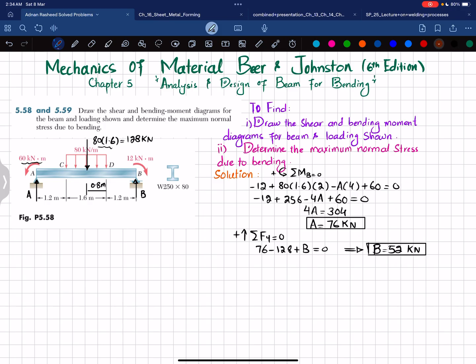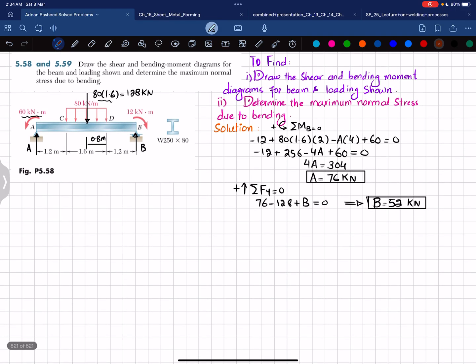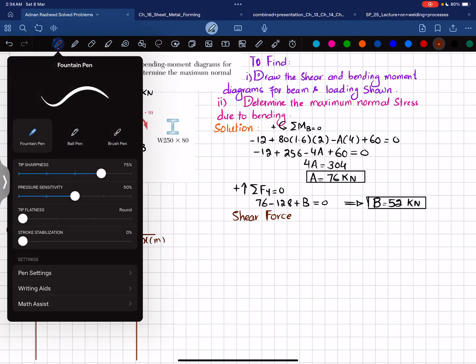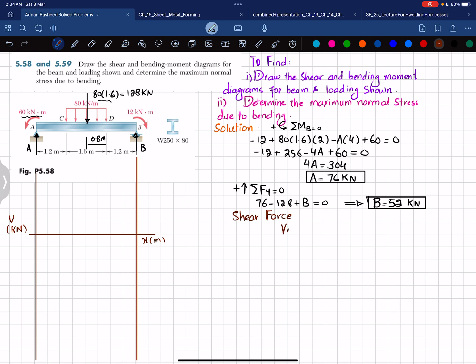So we will move toward the shear force and bending moment diagram. For that I have to draw the vertical lines from the ends of this beam. First we will draw the shear force. For the shear force I will need a horizontal line to show the length x in meter, and on the y-axis you have shear force having unit kilonewton. Starting from A, as you can see at point A, we have the vertical reaction force which is 76. So we can write it as VA is equal to 76 kilonewton.